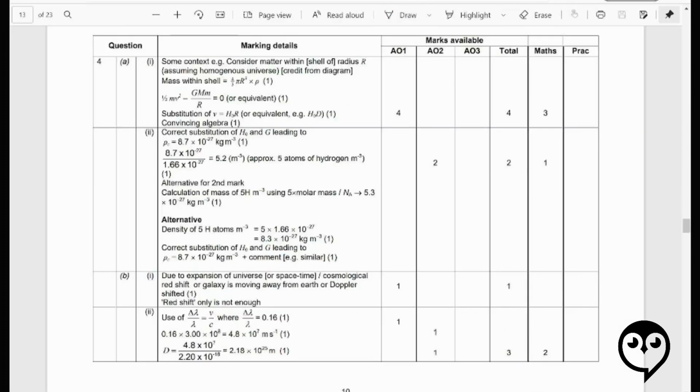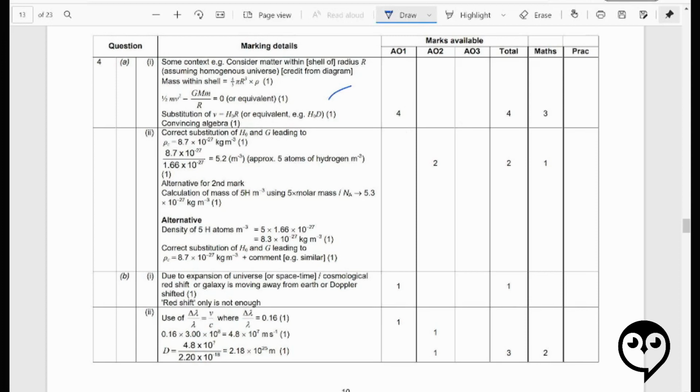We'll just quickly look at the mark scheme. So we've done the equation. We've done what we needed to do. I think we got 4 marks for the first one. We did the same thing here. We've calculated what the critical density was. We've divided, and we got that many atoms of hydrogen per cubic meter.